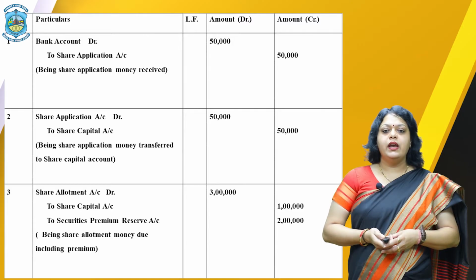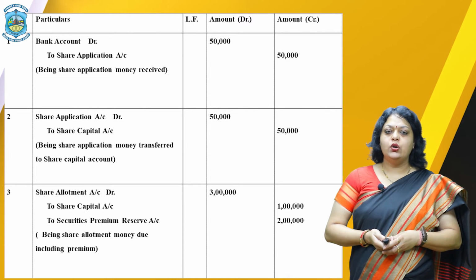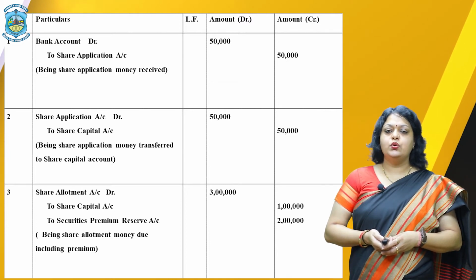Next entry we have to pass along with the premium, because we are getting the amount of premium with the allotment. Most of the time if no information is given, then in that case always we have to consider the amount of premium with the allotment. So, here the entry is share allotment account debit to share capital account to security premium reserve account. Now, here we are having the entry where we have to pass the amount of premium also. This is a due entry for the allotment amount.